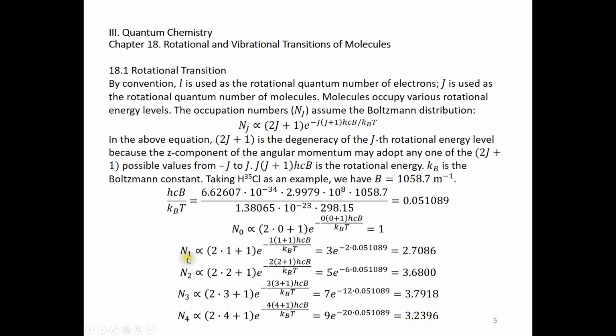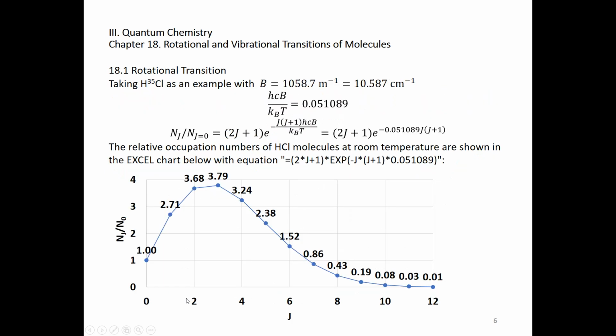So you can see from N0 all the way to N3, the occupation number keeps increasing. The relative occupation number goes up from 1 to 2.7, 3.7, 3.8, but then it drops to 3.2 when J equals 4. So if you look at HCl molecules at room temperature, I think more molecules occupy this J equals 3 rotational energy level than any other rotational energy level.